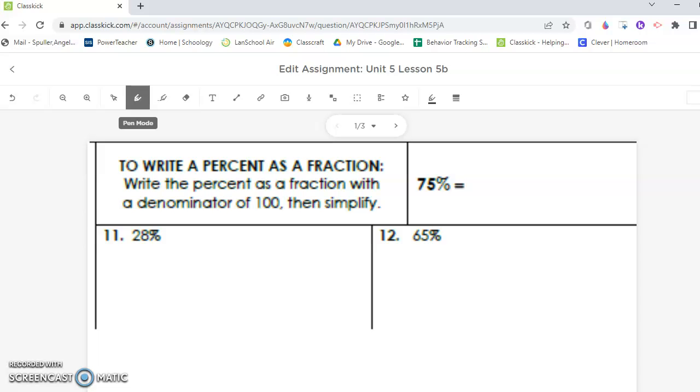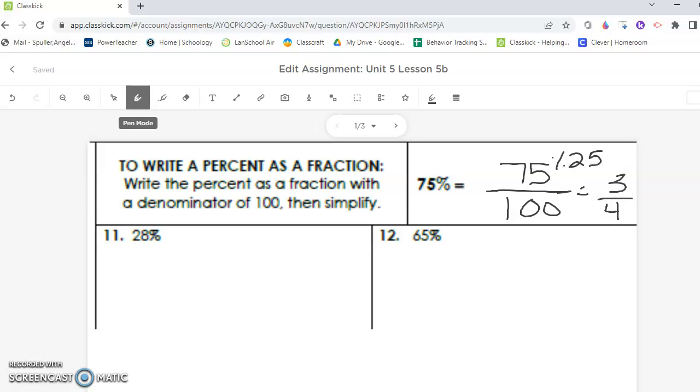Today we're going to learn to write a percent as a fraction. To write the percent as a fraction with a denominator of 100, and then you just simplify it. So, easy peasy, 75 over 100. Now we can simplify this by dividing both by 25, and we would get 3 over 4.